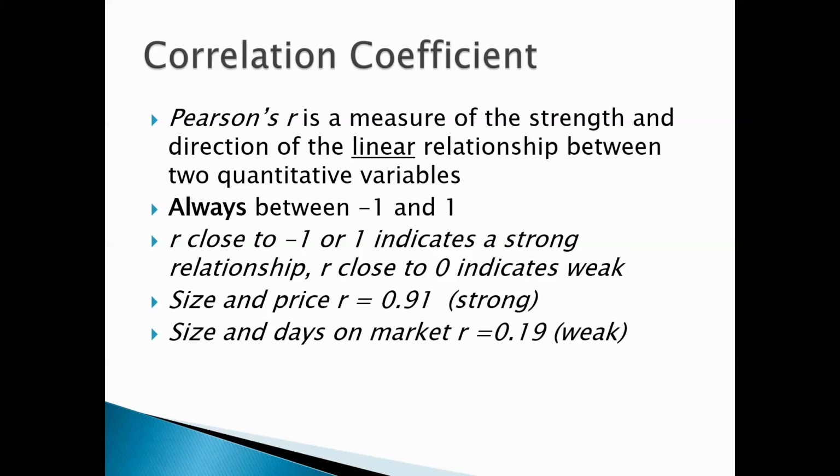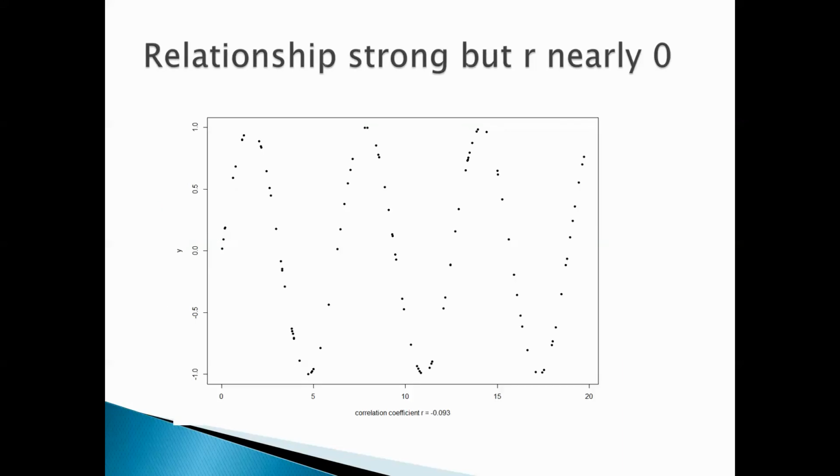So the correlation coefficient is a measure. It's a number which we attach to the relationship between two quantitative variables, and it gives us an indication of how strong the relationship is. Now here, there's a very strong relationship between the x and the y. If you know x, you can predict y perfectly, basically. But the correlation coefficient is close to 0. And the reason is that the correlation coefficient is a measure of the strength of the linear relationship, of how well the data fits on a straight line. And here, even though the relationship is strong, it's not at all linear.